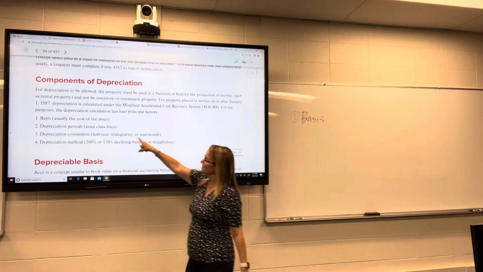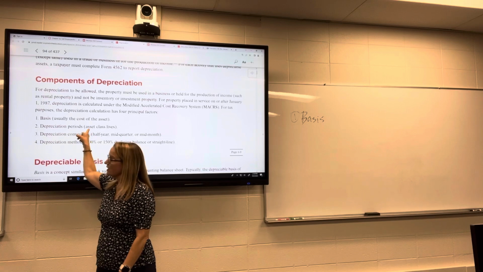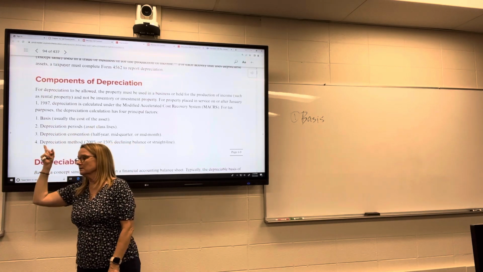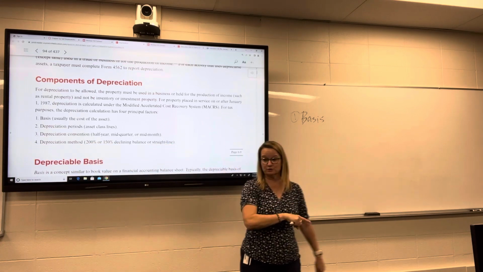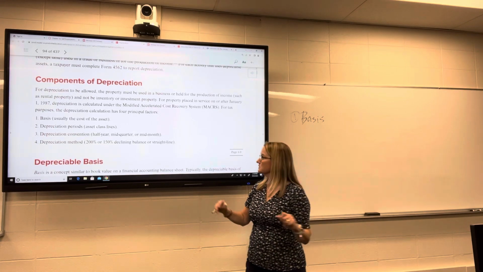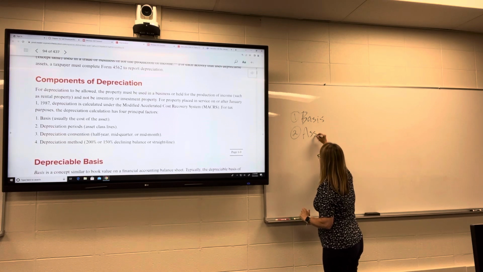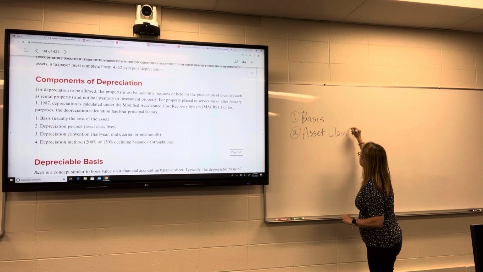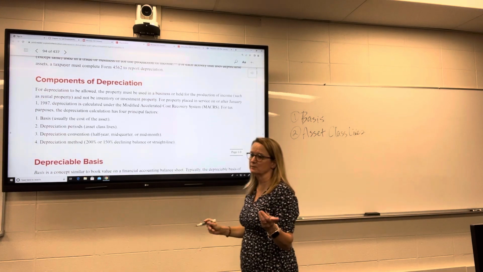I'm giving you a little preview of this because you'll see when we start talking about the depreciation periods that it matters whether it's real property or personal property. We have different depreciation periods for those. So, number 2, I'm going to call it asset class lives because that's what the IRS likes to call it. That's the second thing that we have to determine.